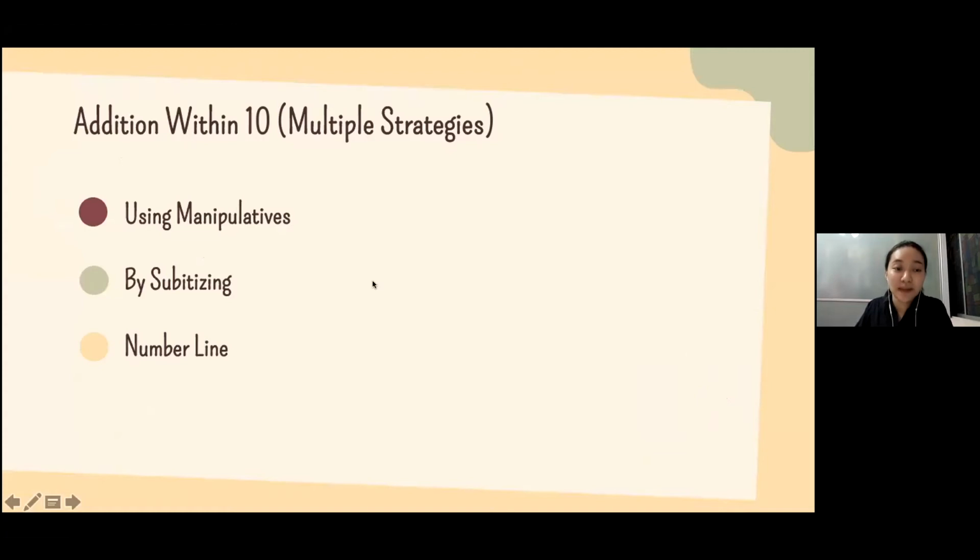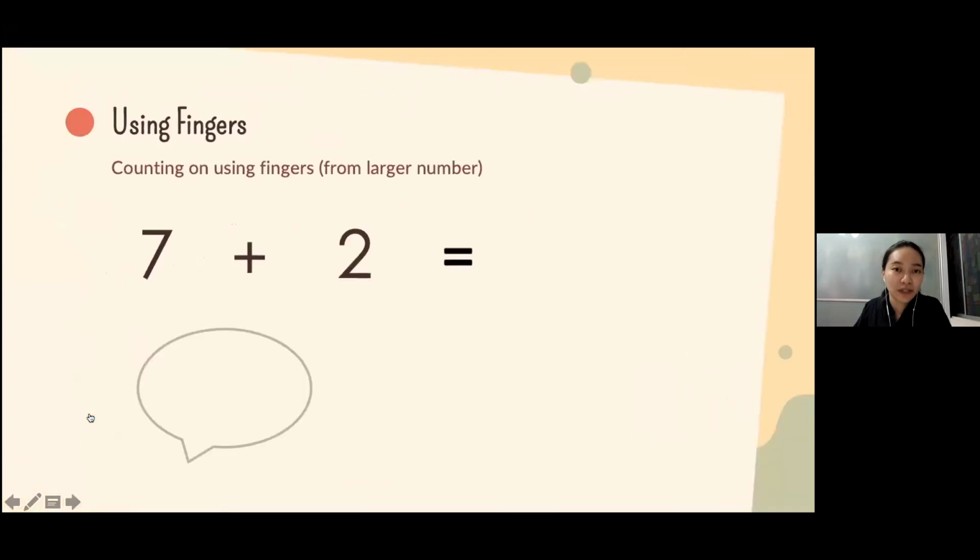Okay, so this is number line. And then we will be using fingers to count on. So just now we used the number line. Now we want to move away the number line and teach them how to use their fingers. So 7 plus 2, ask them which is the larger number. It's 7. So put 7 in your mind and put out 2 fingers. 7 plus 2. So we put out 2 fingers and count. 7 in your head, 8, 9. So the answer is 9.